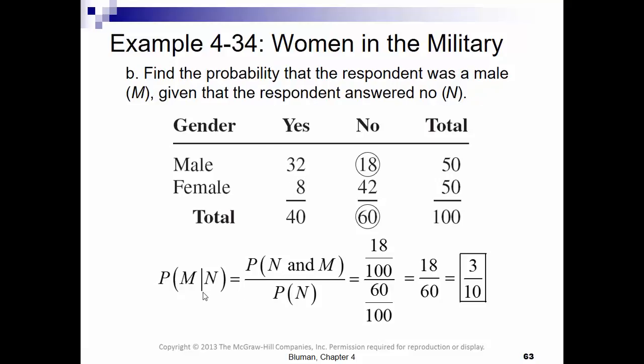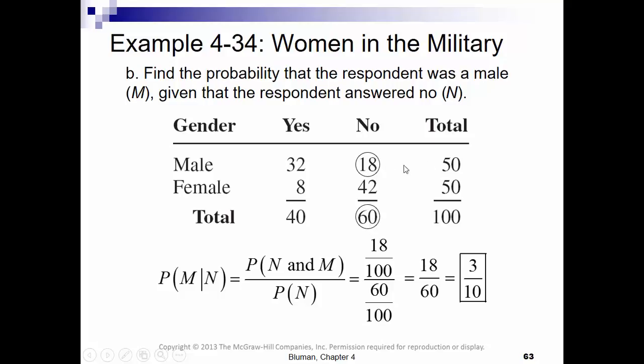Find the probability that the respondent was male, given that the respondent answered no. Well, 18 out of 100 people answered no and were male. Okay. 60 out of 100 answered no. Male and female, 60 of them answered no. So 60 out of 100 said no. So that's 18 over 60.